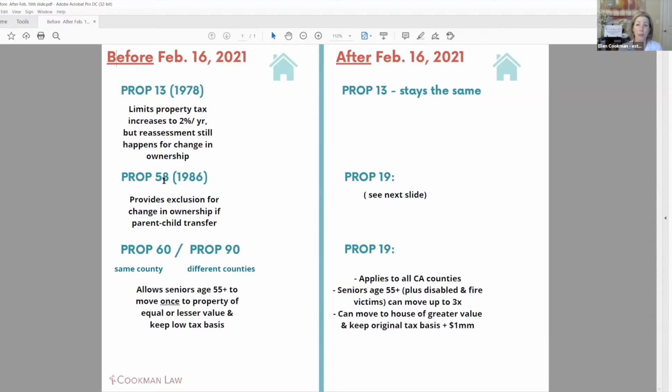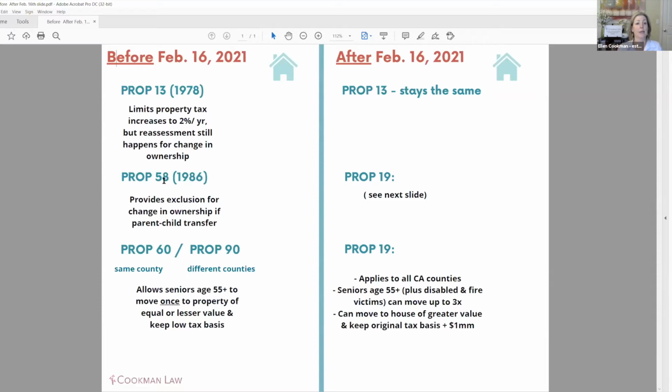And that's really good for our families in the Bay Area where the kids want to stay in the Bay Area, but if the property is reassessed, now they're paying $25,000, $40,000 a year in property taxes, which can be too expensive to be able to stay here.